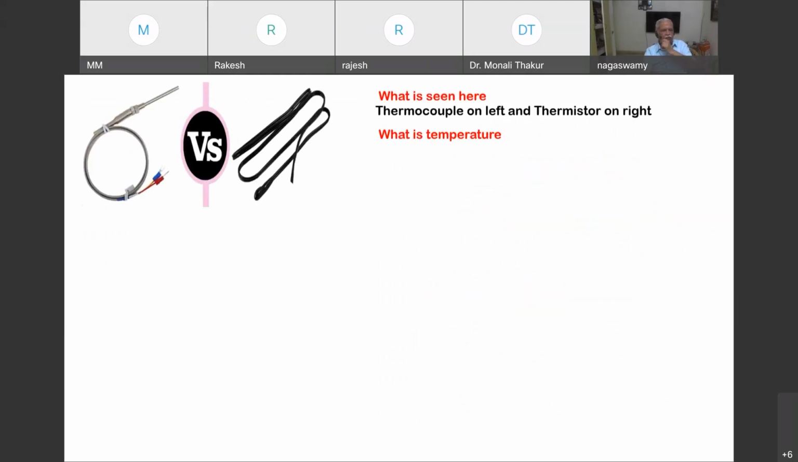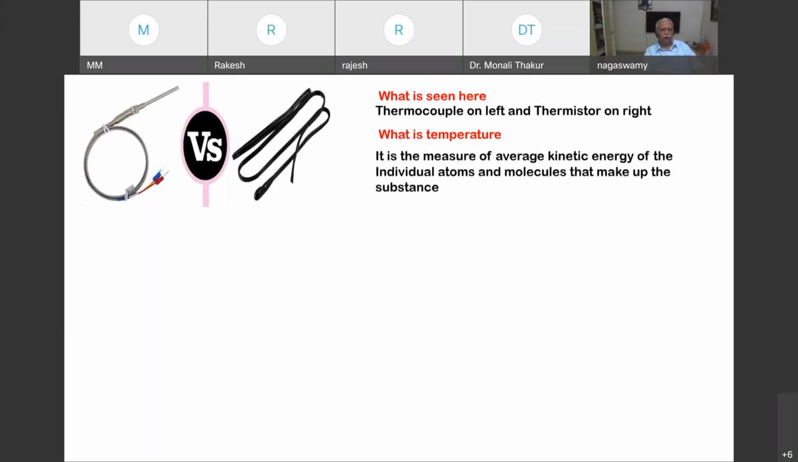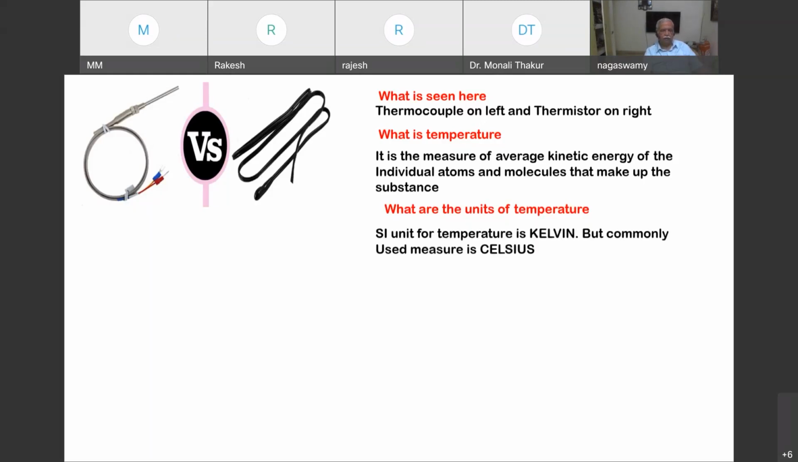How do you define temperature? It is the measure of the average kinetic energy of the individual atoms and molecules that a substance is made up of. Okay. What are the units of measurement of temperature? This at least you should be able to answer. Sir, Fahrenheit, centigrade, Kelvin. Under what category of unit measurement does Kelvin come? It comes under SI units, Système International. Commonly used are Celsius and Fahrenheit.